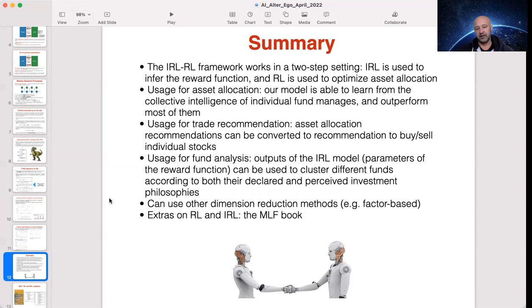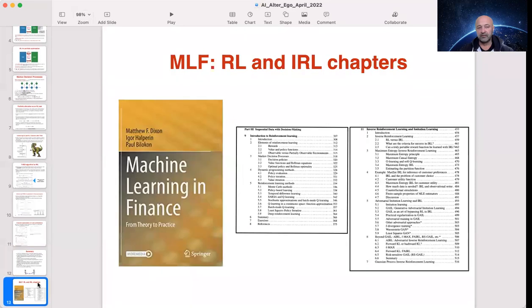And finally, one other thing to note is that even though we use a particular dimension reduction method in this work, which was a reduction of exposures to sector buckets, we could also proceed in different ways and, for example, use factor-based allocation, which might be work for the future.